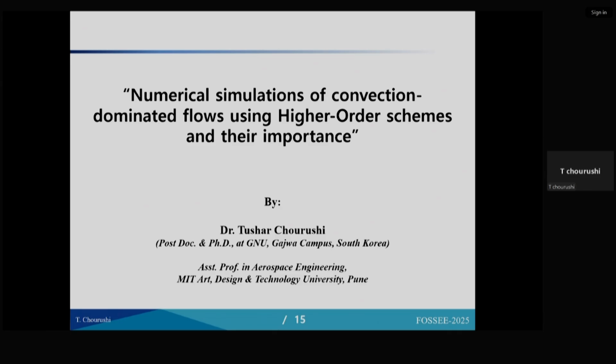So Professor Tushar Chaudhary is from MIT Pune, and he is one of our esteemed faculty partners of the Open Forum team of FOSSEE. So Professor Tushar Chaudhary will talk about a numerical simulation of convection-dominated flows using higher order schemes and their advantages.